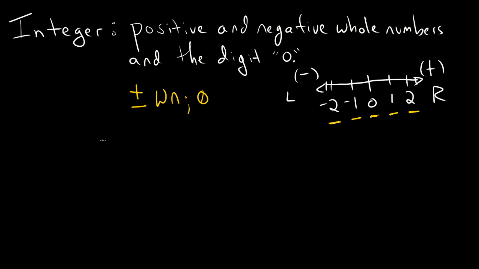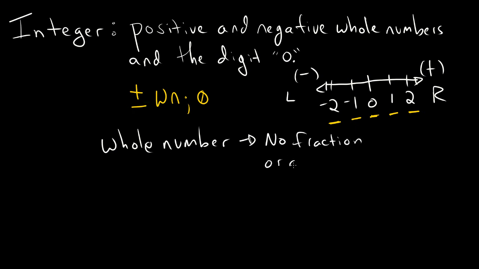And if you weren't sure what whole number meant, a whole number is a number that has no fraction or decimal remainder.